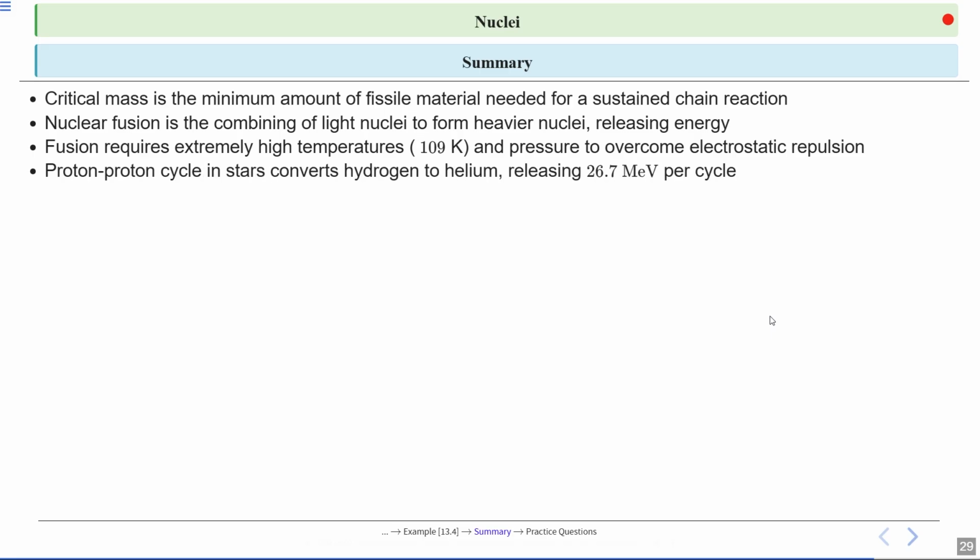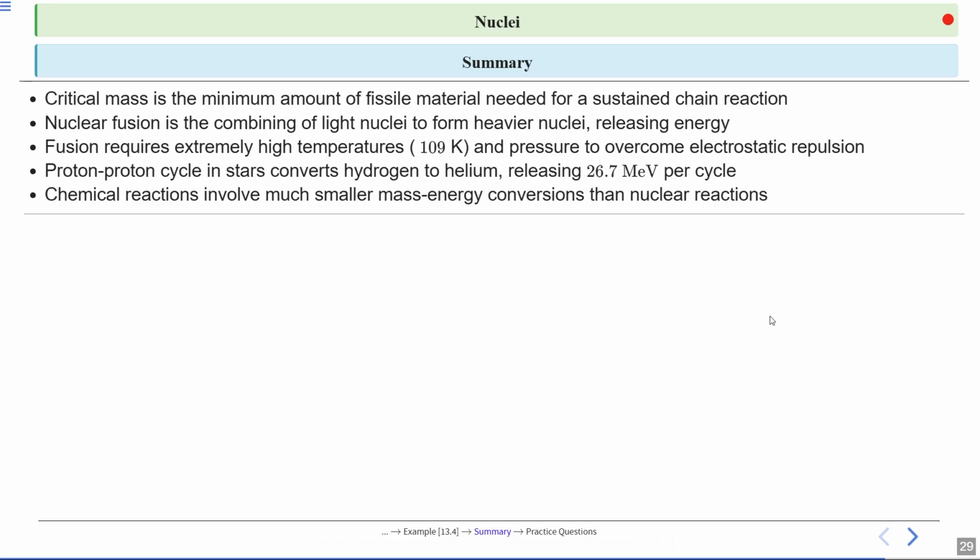One example of fusion in stars is the proton-proton cycle. In this process, hydrogen nuclei are converted into helium, and each cycle releases about 26.7 million electron volts of energy. Chemical reactions like burning fuel involve much smaller changes in mass and energy compared to nuclear reactions. This is why nuclear energy is so much more powerful than chemical energy, even though both involve changes at atomic levels.